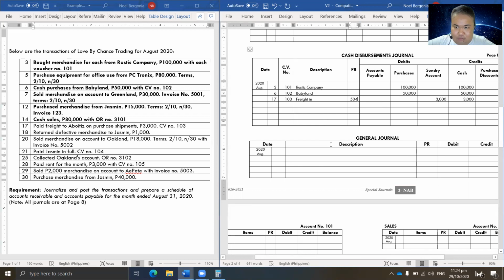Okay, so I hope na nasusundan po natin ha. Okay, again, if you do have any questions, please let me know. Okay, very good. So we're done with August 17.